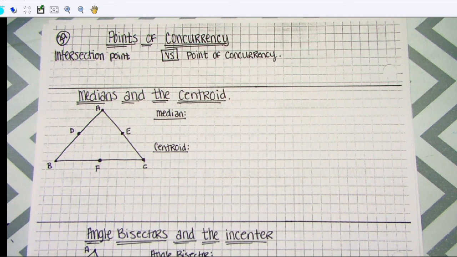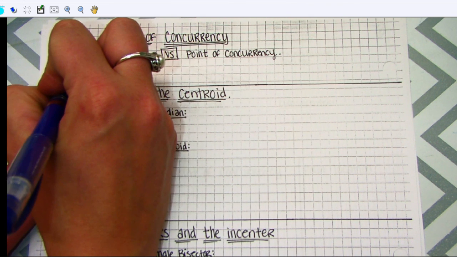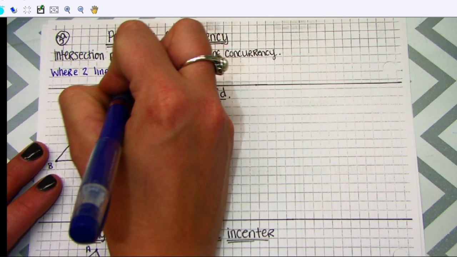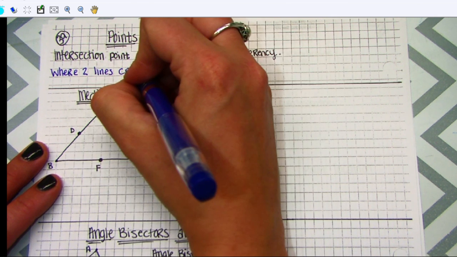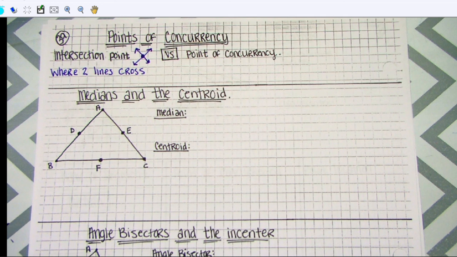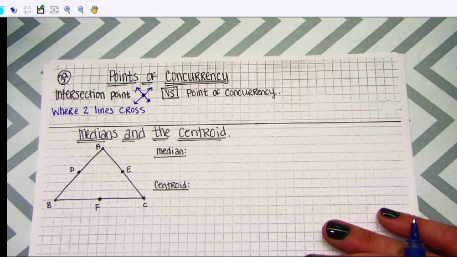To have an intersection point, an intersection is when two lines cross. You graph a line, another line, and they cross at a single point. So whenever you're talking in terms of intersection, it's just when two lines cross and meet at a single point.